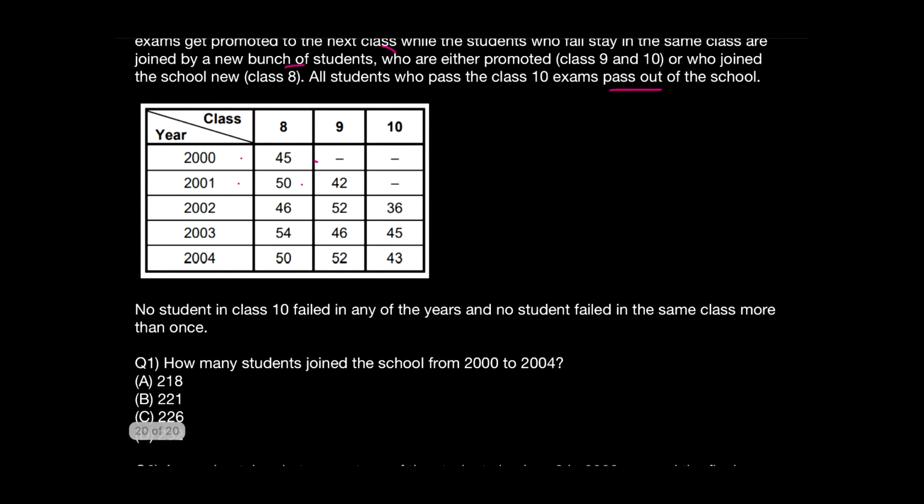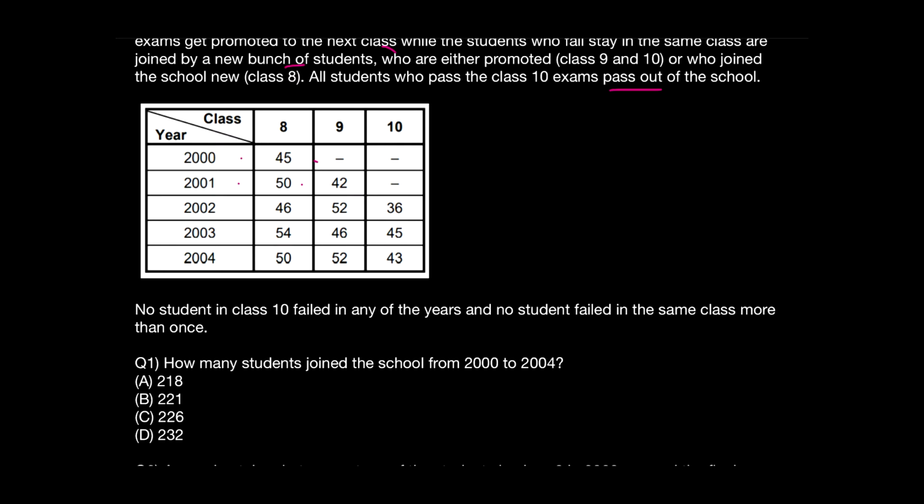One other important piece of information is that no student in class 10 failed in any of the years, and no student failed in a class more than once. That means the numbers showing over here in class 10 are all passing numbers.